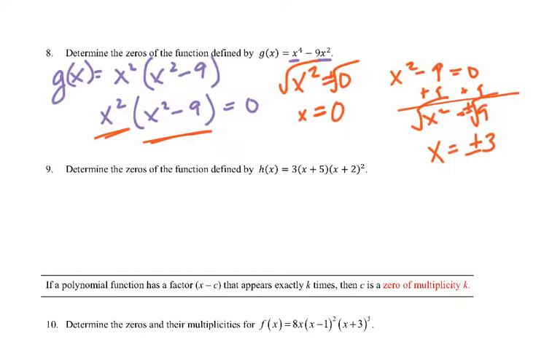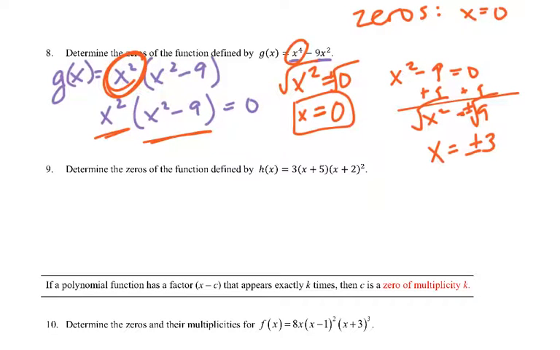Now, this is where we need to discuss multiplicities, because this is a quartic function. The degree is 4. It has 4 zeros. The multiplicity of the x equals 0 would be a multiplicity of 2, which we're going to look at below. So the zeros for this function are x equals 0, x equals 3, and x equals negative 3. And then we'll look at what it means for the multiplicity of 0 to be 2. We'll look at that later.